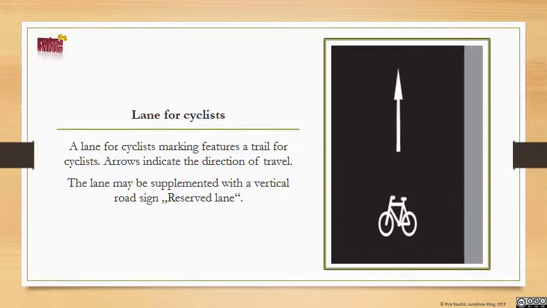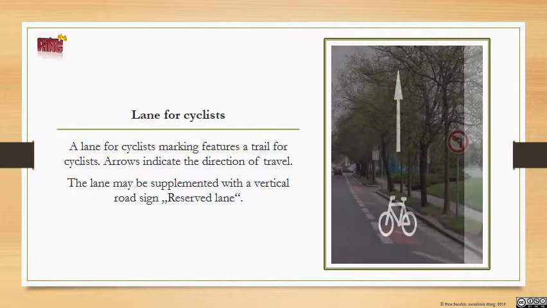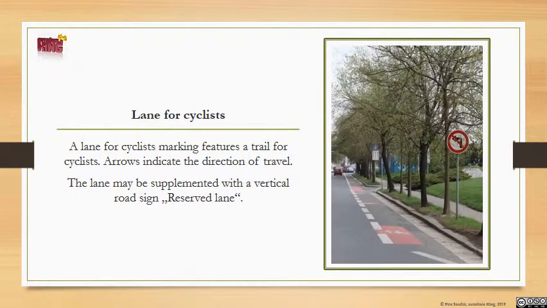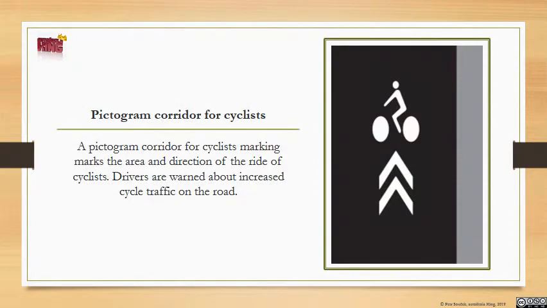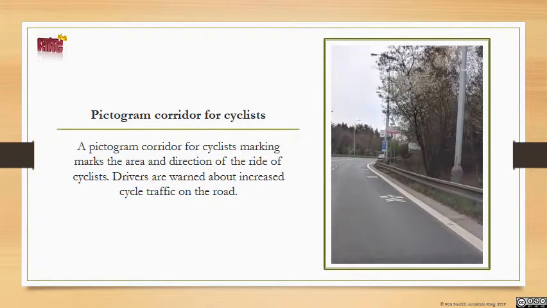A lane for cyclists marking features a trail for cyclists. Arrows indicate the direction of travel. The lane may be supplemented with a vertical road sign reserved lane. A pictogram corridor for cyclists marking marks the area and direction of the ride of cyclists. Drivers are warned about increased cycle traffic on the road.